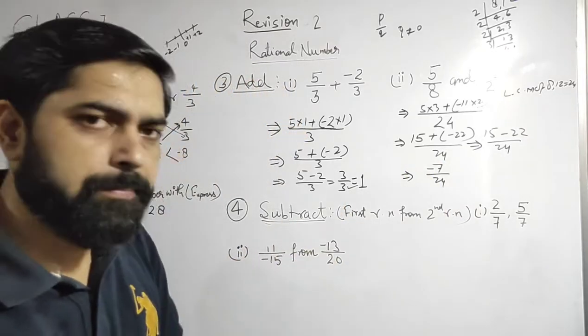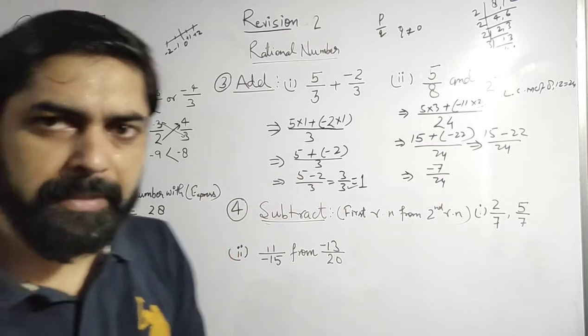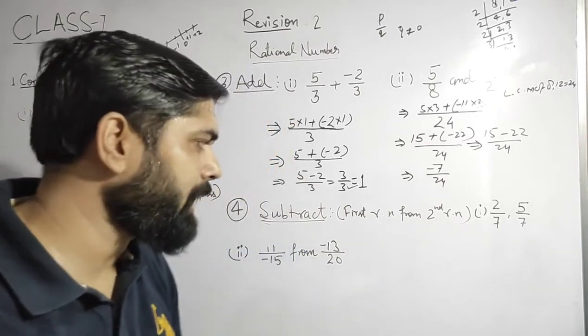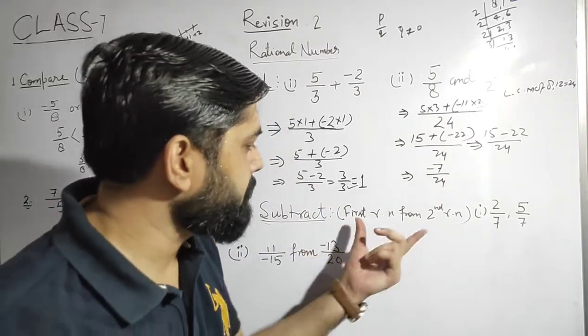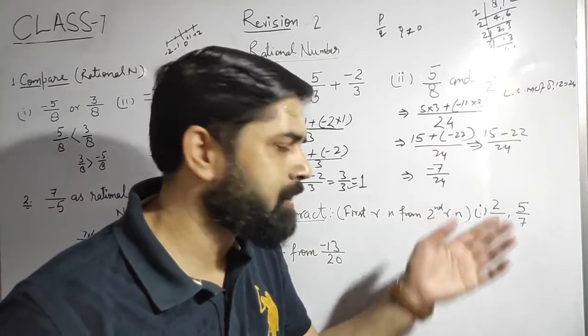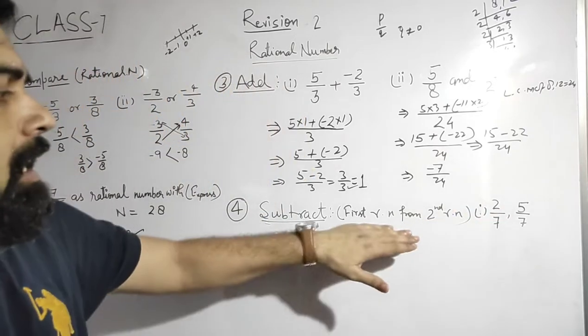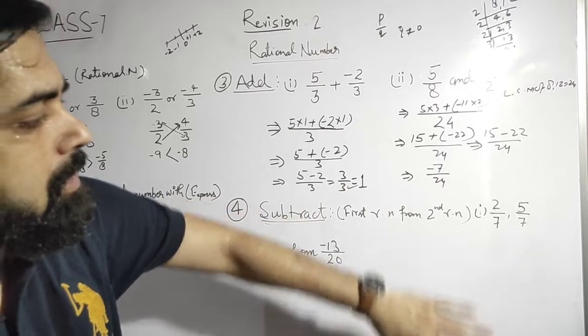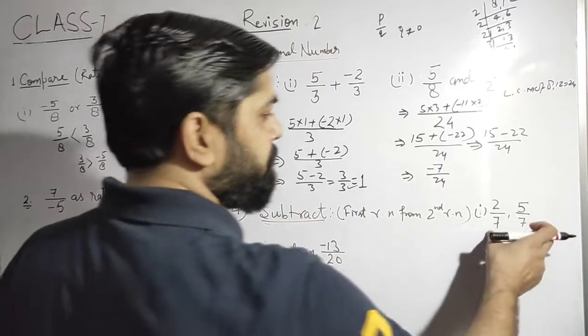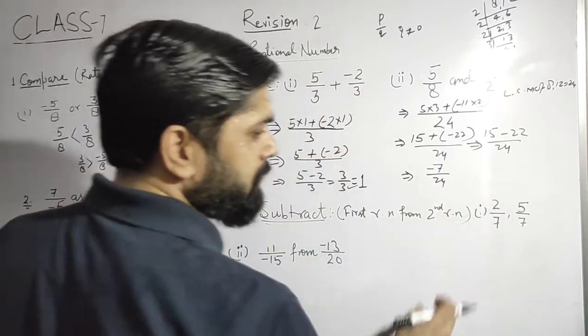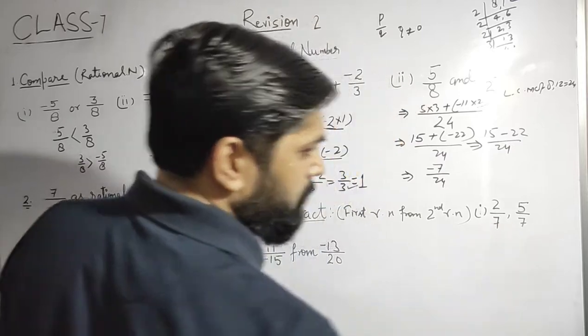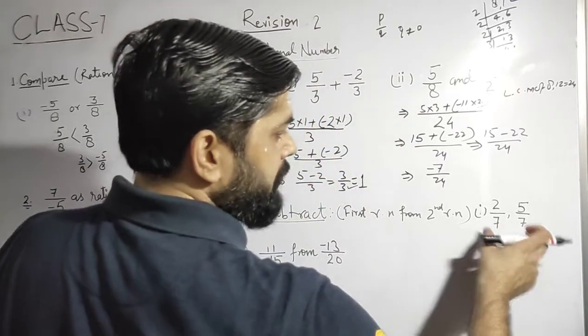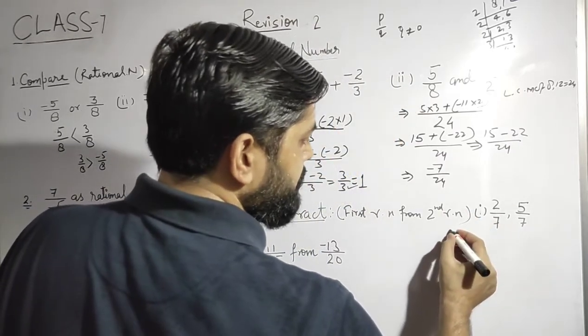Now subtraction. How can we subtract this type? You know very well how we can subtract. First, what is given? What is subtraction? Subtracting the first rational number from the second rational number. This is the first question, and the first question is given in which form? Same denominator form, so we can easily subtract.